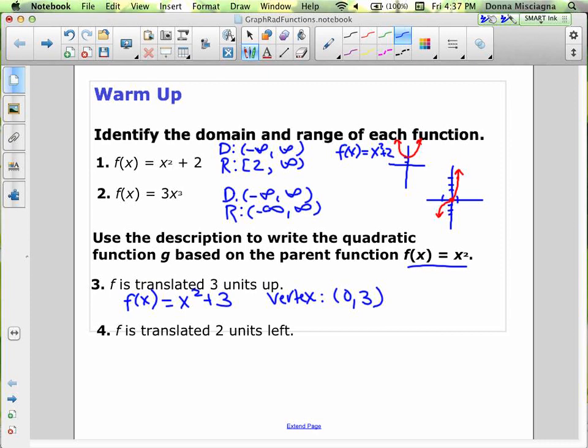But our second one there, or our fourth problem there, if we're going to translate to the left, remember that we're adding that value to our x. Not to the whole function, but to the x. So this one was x plus 2 squared. And here our vertex would be negative 2, 0. Our parabola has just been shifted 2 to the left.